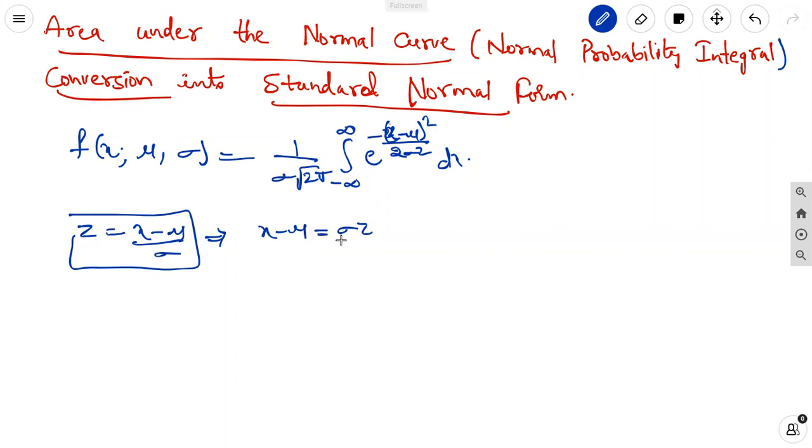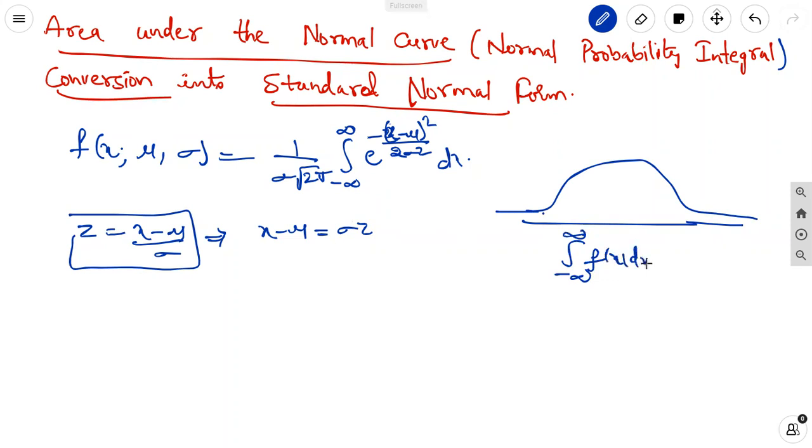Here, the total area of the curve in the normal distribution is equal to 1, that is, the integral from minus infinity to infinity of f of x dx is equal to 1. The area under the curve is divided into two parts by z equal to 0. The left side is minus infinity and the right side is plus infinity. The left part is 0.5, and from z equal to 0 to plus infinity is also 0.5. The total area is 1.